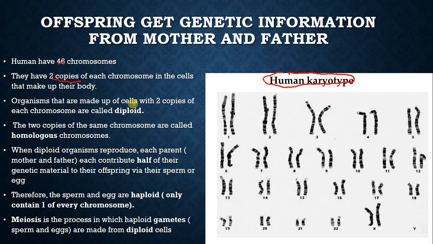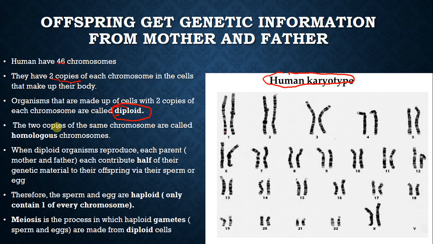Organisms that are made up of cells with 2 copies of each chromosome, like humans, see we have 2 copies of each chromosome, are called diploid. Or cells that have 2 copies of each chromosome are called diploid. Di meaning 2, ploid meaning chromosome. So most human cells are diploid. They have 2 copies of each chromosome.